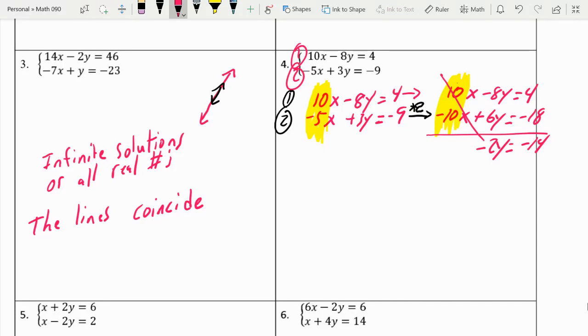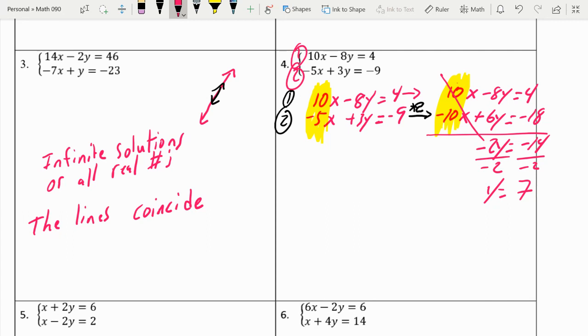Now solve for y. So I'm going to divide both sides by negative 2. Y is equal to positive 7. Now, it doesn't matter which equation I go back into. I can go back into equation 1 or 2 and substitute. So I am going to substitute again. I'm going to substitute 7 in for y. I'm going to plug in 7 for y.